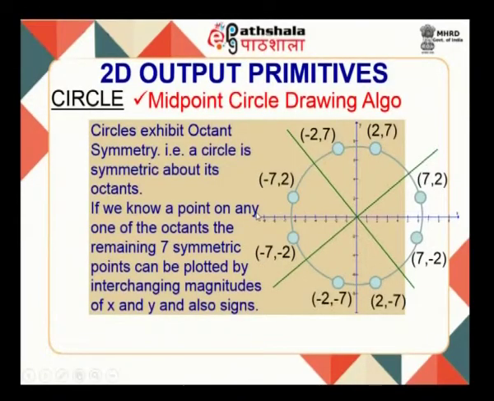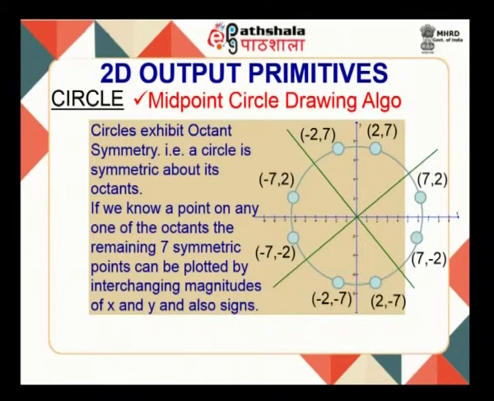So, we do not have to compute points on the entire circle. It is enough that we use an algorithm to compute points on only one of the octants, and the points on the remaining 7 octants can be easily plotted by interchanging the x and y values and giving them various signs.